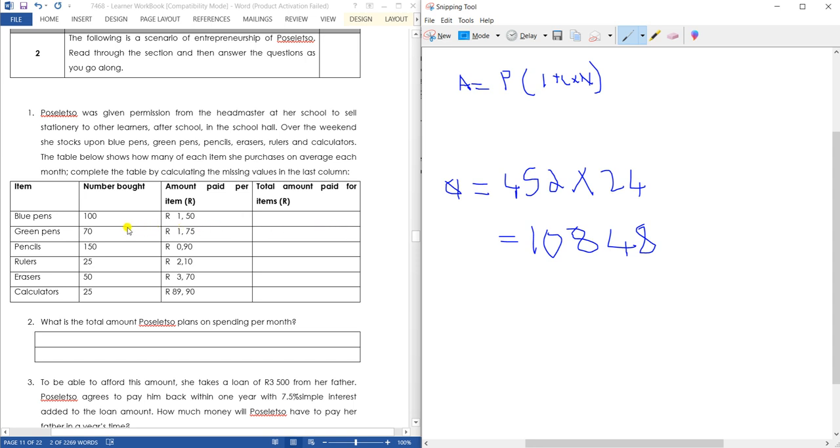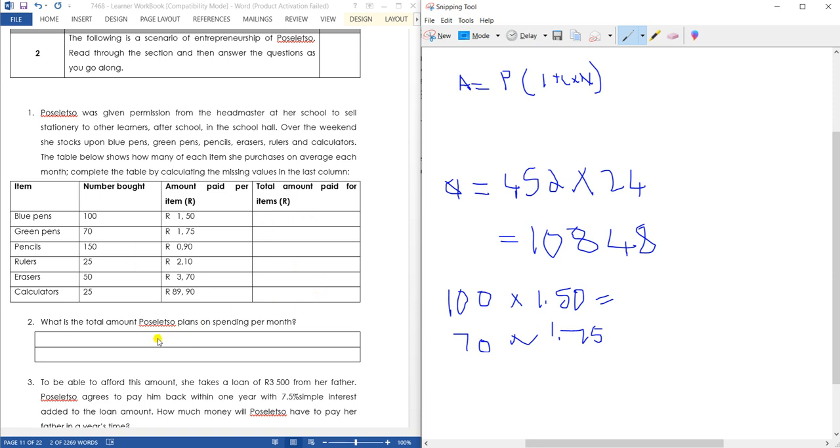What you need to do, I'll just show you an example for blue pens and green pens. You need to take the number bought of the item. She bought 800 blue pens. You need to times that by 150, and that will give you the total amount she paid for those items. Same thing that you use for green pens: you use 70 times 175. So that's how you're going to go about completing this table.